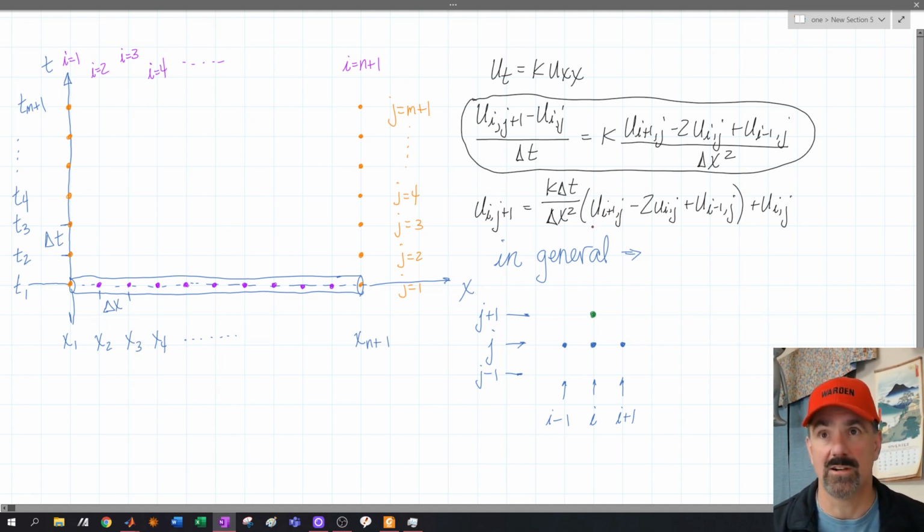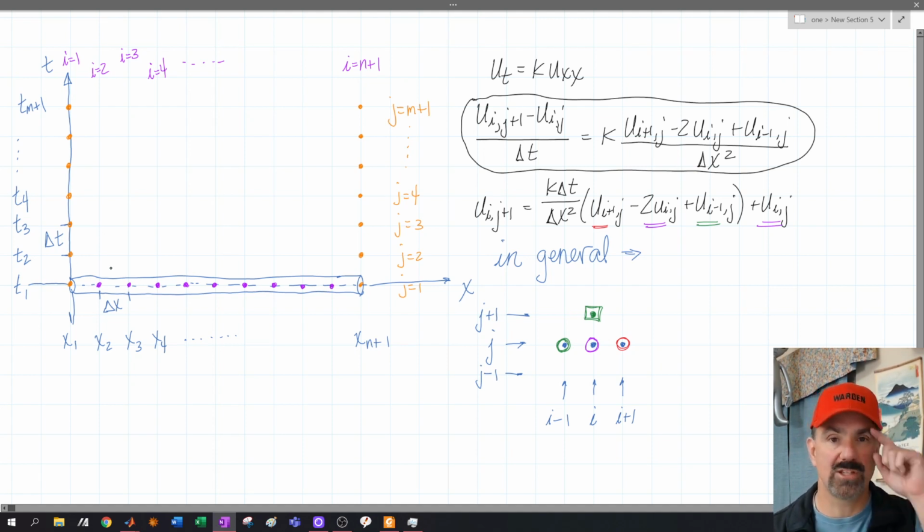It turns out that there's this value at i+1, j. There's this value at i-1, j. And then in the middle, I have u at i, j. I'm using these three pieces of information in order to make this approximation. So when you program, this is the idea.